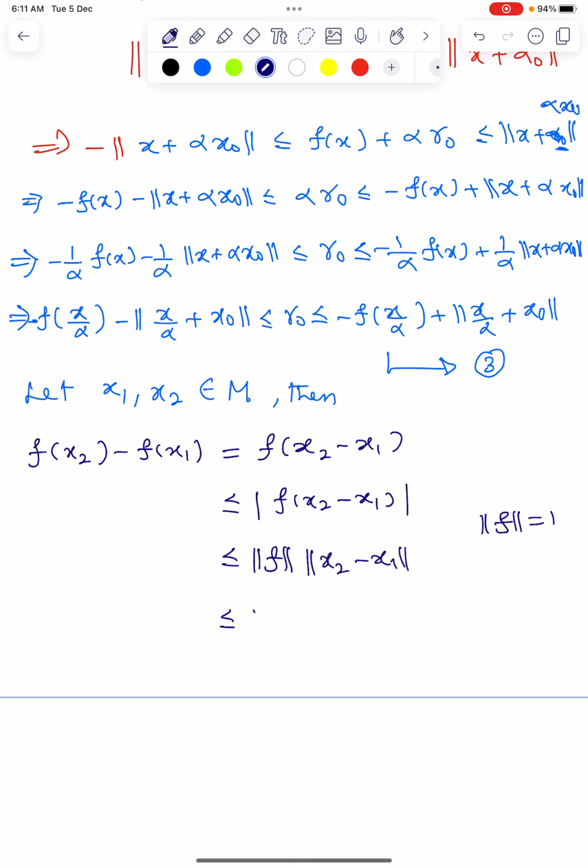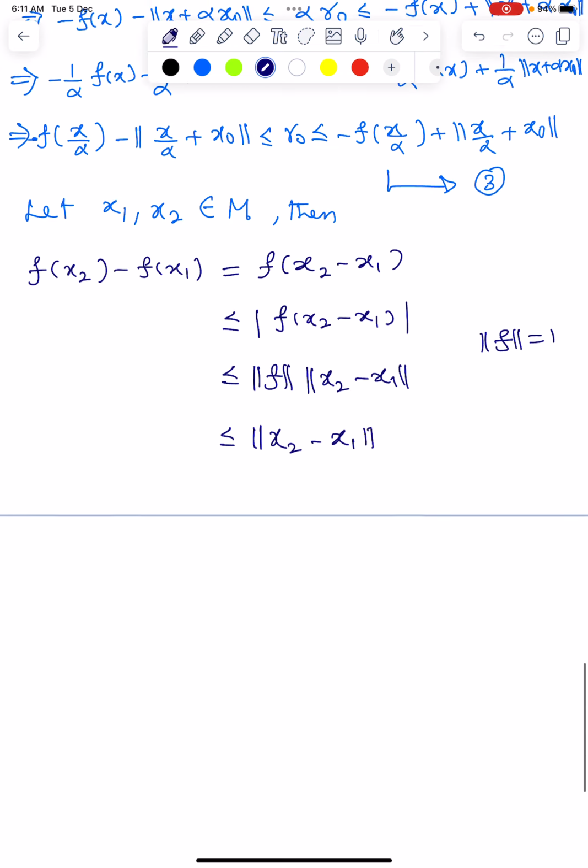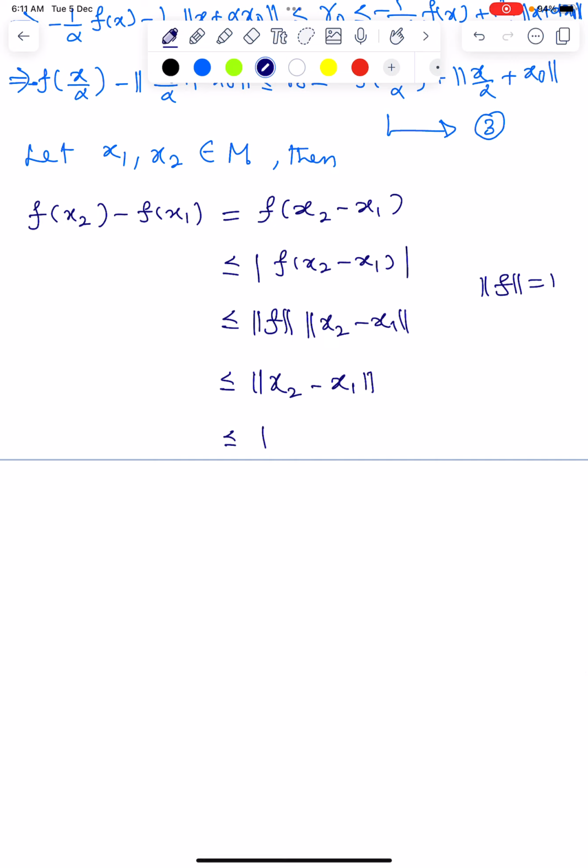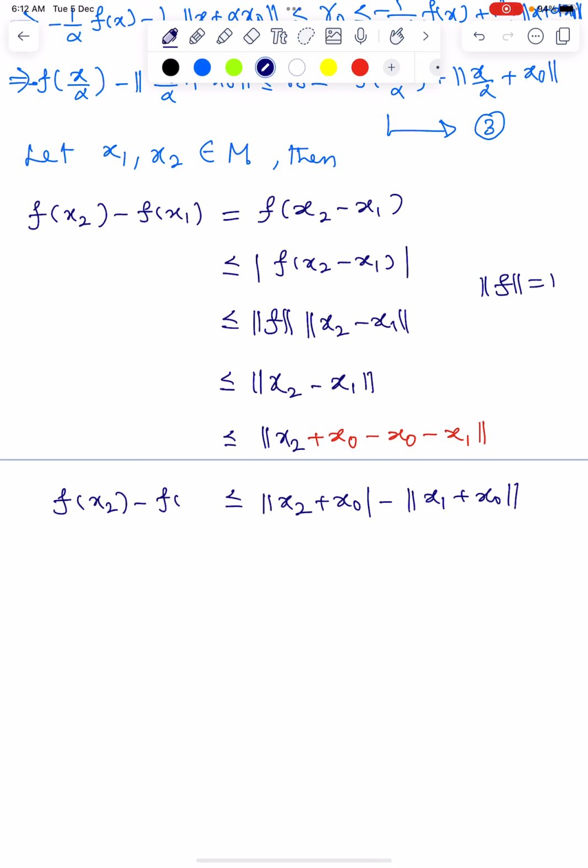By applying that here, norm of x2 minus x1 is less than or equal to norm x2 minus norm x1, which is again less than or equal to norm x2. We are adding and subtracting the same element, x0: x2 plus x0 minus x0 minus x1. So again, this is less than or equal to norm of x2 plus x0 minus norm of x1 plus x0. So in the left side, we have f of x2 minus f of x1.